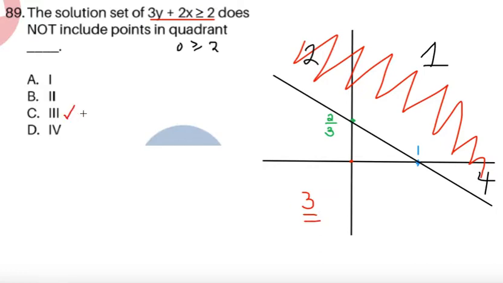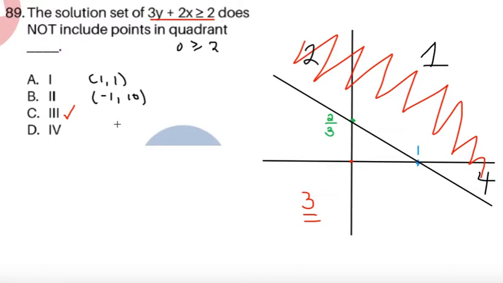Now, we can try to do another solution, and that is to find points in each quadrant that will satisfy this. For example, in quadrant 1, I can use the point 1, 1, and that will satisfy since 3 plus 2 is indeed greater than or equal to 2. Now, in quadrant 2, I can make x negative 1, and let's just say y equals 10. So if you substitute, it's 30 minus 2, and that is going to be greater than or equal to 2, so that's correct.